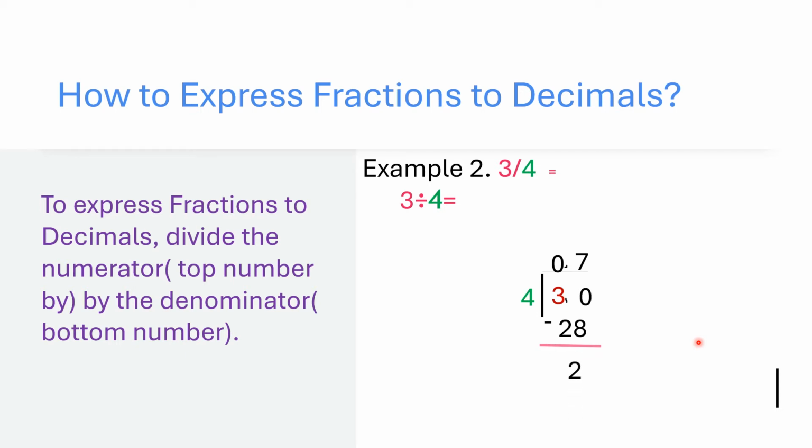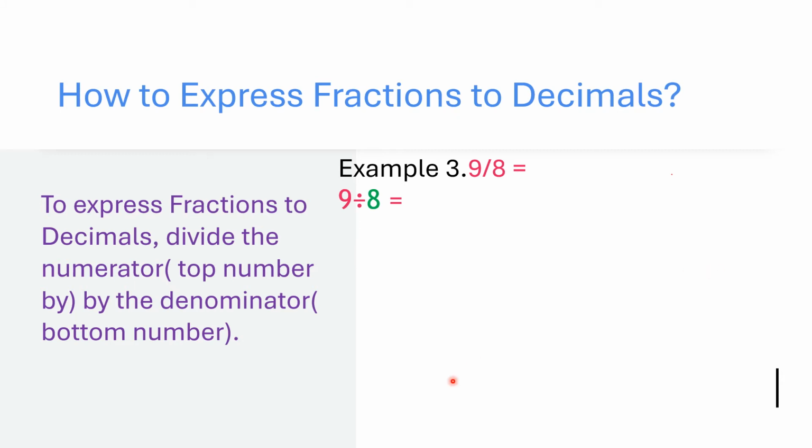Now, the remainder is not 0 yet, so you can add another 0 and bring it down. So 20 divided by 4 is equal to 5. And 5 times 4 is 20. And subtract, that is now equal to 0. 3/4 now is equal to 0.75, or 75 hundredths.